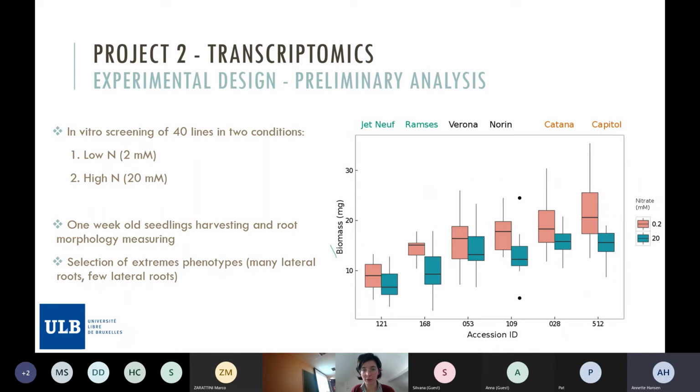Also, the biomass of these plants has been checked. It's important because in the ideotype I showed in the picture at the beginning, we don't want plants with a very big root system sacrificing the upper part, because this would be translated, of course, in a lower oil yield, so it's not convenient. So we want plants which actually produce a lot of roots without sacrificing the upper part.